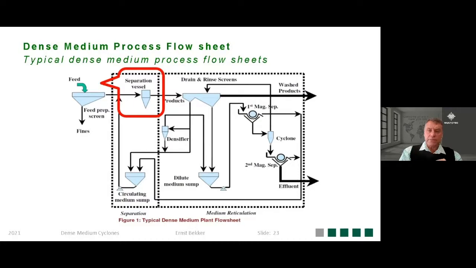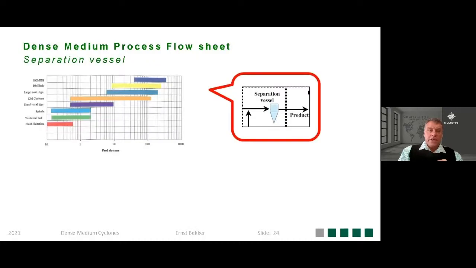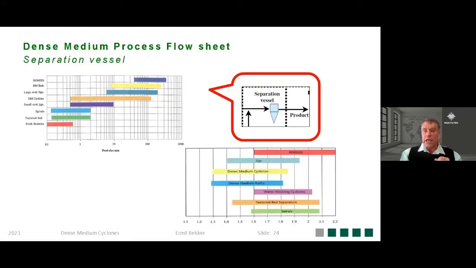The separation vessel. If you need to design or select a separation vessel, one of the things you have to look at is the size fraction that you want to treat. There are different types of separation vessels, and the dense media cyclone, which we're going to focus on in more detail during this presentation, is one of them. But sometimes there are other vessels that are more suitable to be used. And then also, at what operating or cut densities do you want to use these vessels? Not every one can always be used for all the densities.